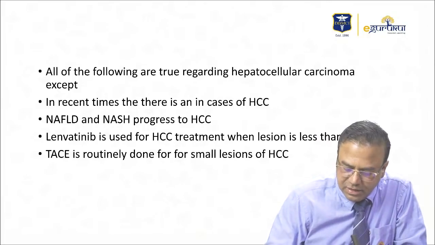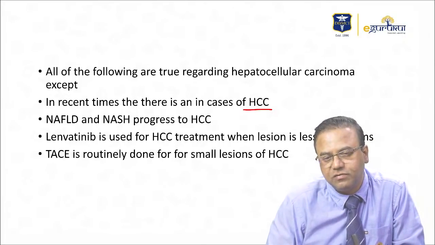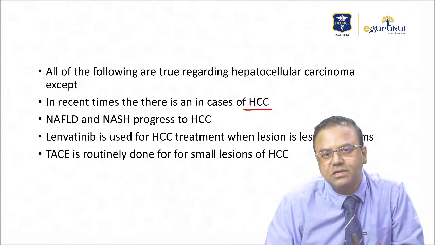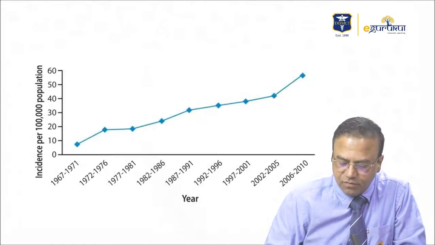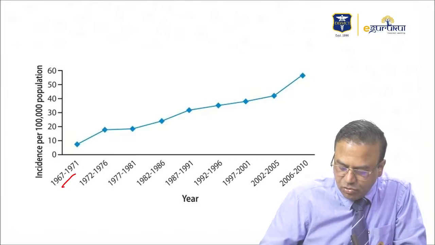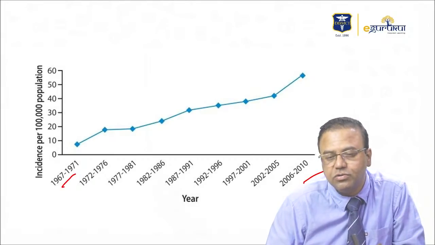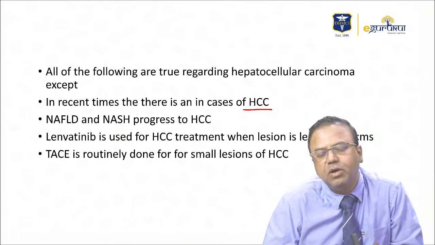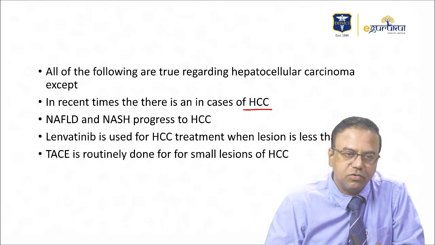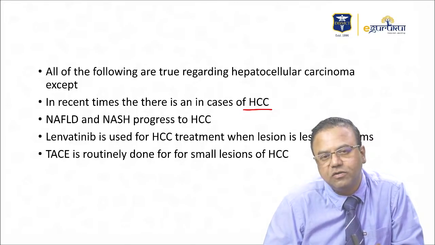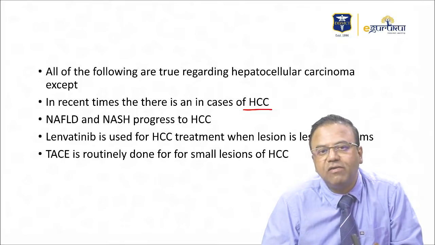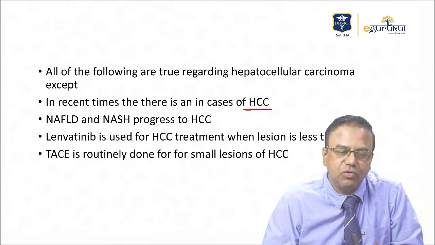In recent times, there is an increase in cases of hepatocellular carcinoma. If such a statement had come, this is absolutely true. Yes, in recent times, HCC frequency is increasing. And if you actually see from 1971 to 2010, and even recently, you'll find that there's a progressive increase. This is partly because of the increased risk of cirrhosis secondary to substance abuse like alcohol, also because of hepatitis C. For all these reasons, and now even non-alcoholic fatty liver disease is adding to the inflammation.